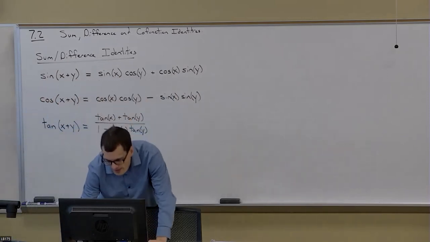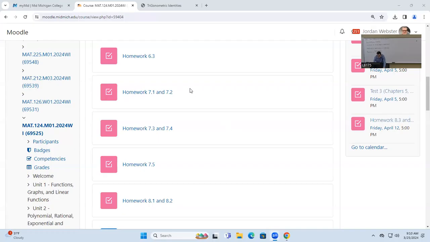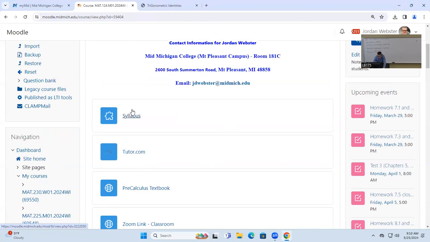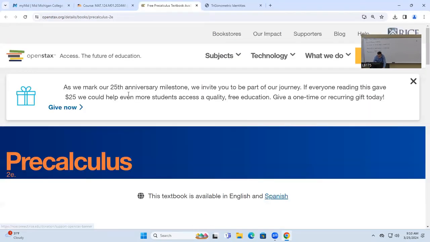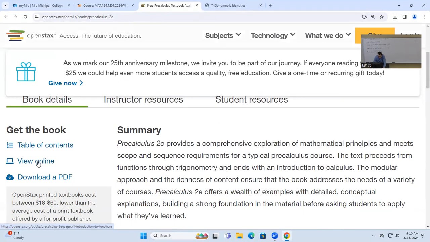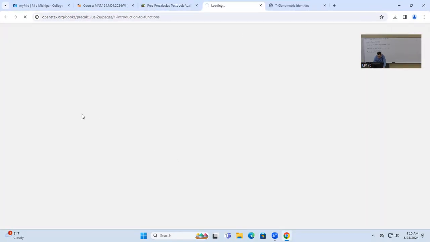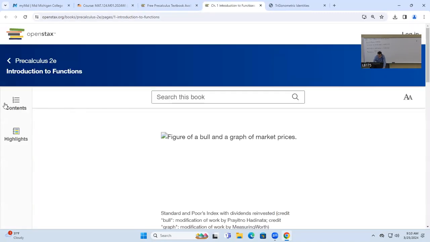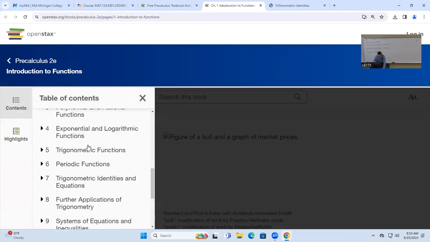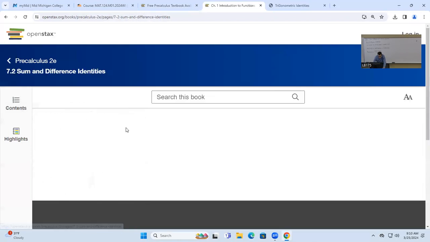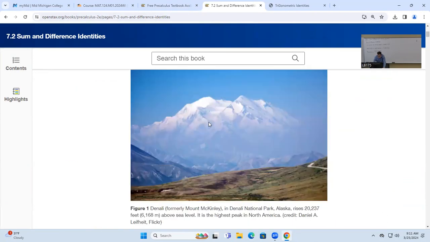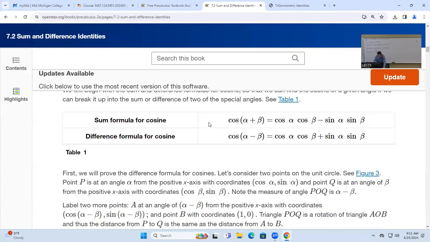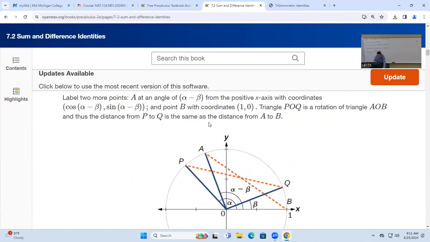Let me show you briefly where these come from. I'm not going to spend a whole lot of time on where these come from, but I do want to show you the idea, anyways. So this is one of those things where the book has a nice handy picture. So I'm going to look that up. And this, I'm sorry, I thought I was projecting in here.